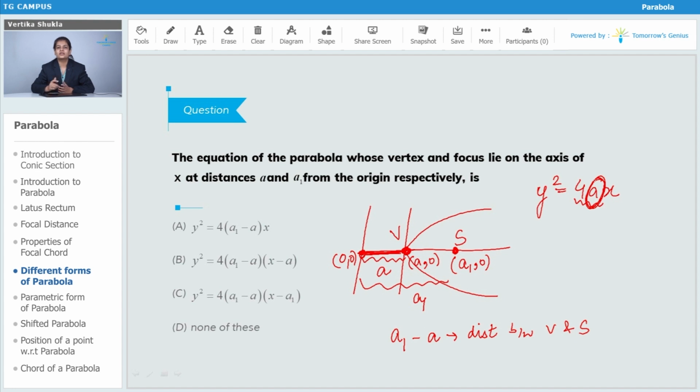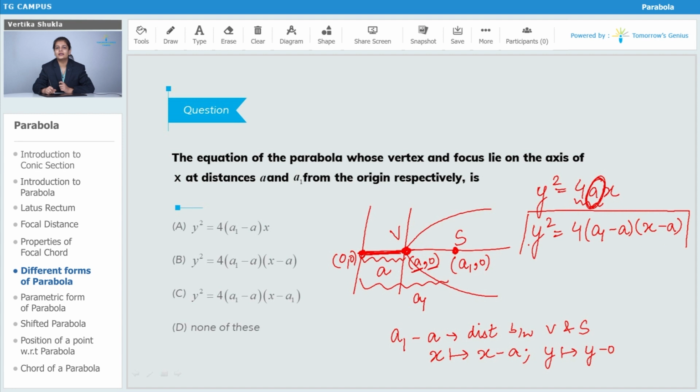Since the coordinates of the vertex are (a, 0), in the standard parabola you will replace x by x minus a, and y will be replaced by y minus 0, which is nothing but y. So there will be no change in y, but x will be replaced by x minus a. The equation of the new parabola with vertex at (a, 0) and focus at (a1, 0) is y² = 4(a1 minus a)(x minus a). In place of a I write a1 minus a, and in place of x I write x minus a. This is the equation of the parabola with vertex (a, 0) and focus (a1, 0).